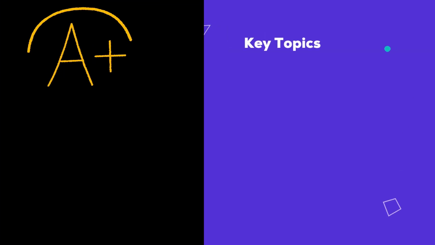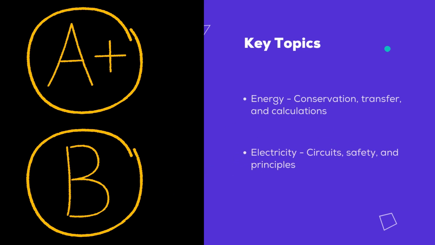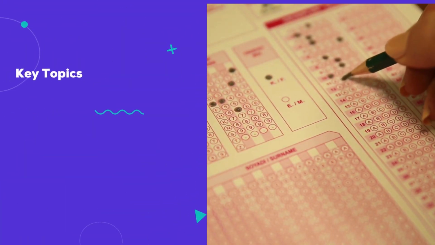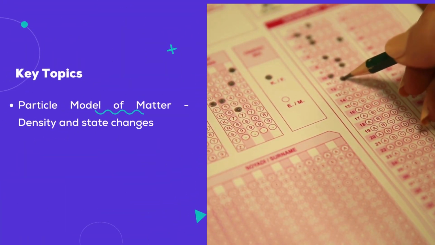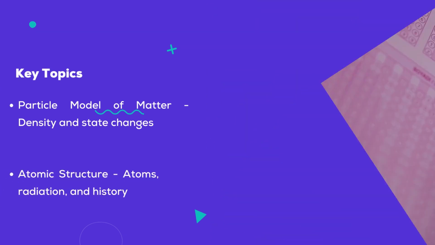Key topics: energy, conservation, transfer, and calculations. Electricity, circuits, safety, and principles. Key topics: particle model of matter, density, and state changes. Atomic structure, atoms, radiation, and history.